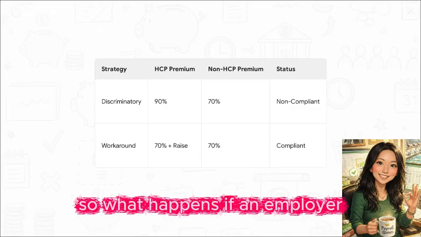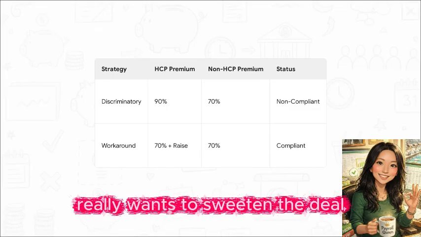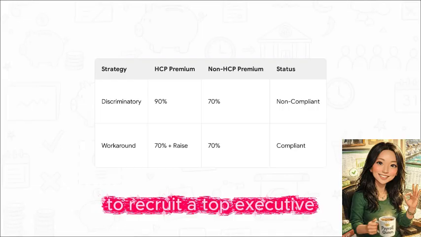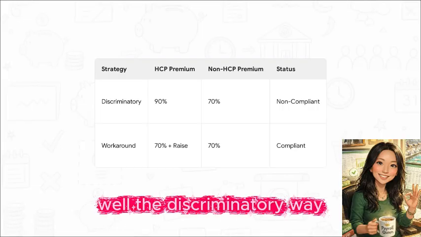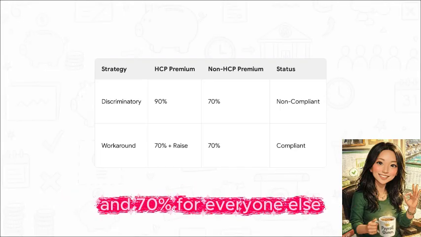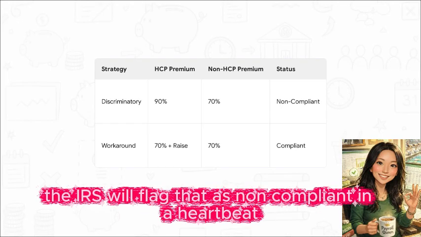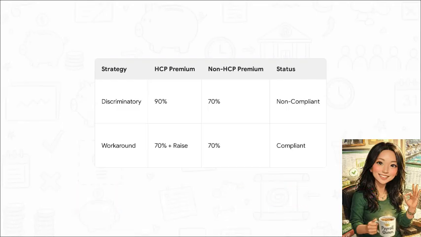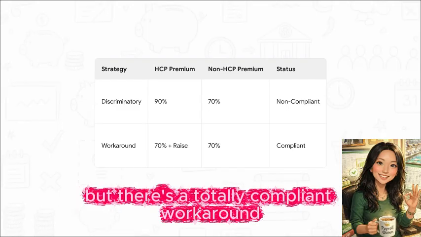So, what happens if an employer really wants to sweeten the deal to recruit a top executive? Well, the discriminatory way is to just pay 90% of the executive's premium and 70% for everyone else. The IRS will flag that as non-compliant in a heartbeat. But there's a totally compliant workaround.